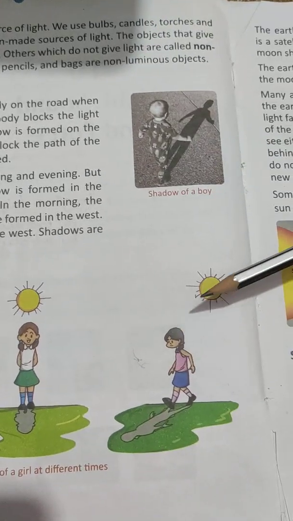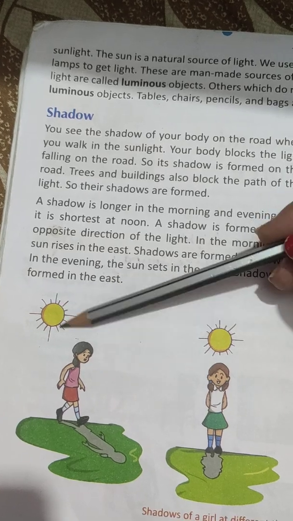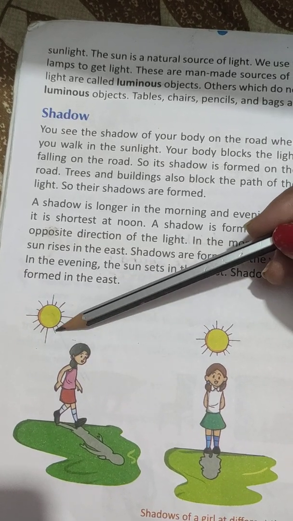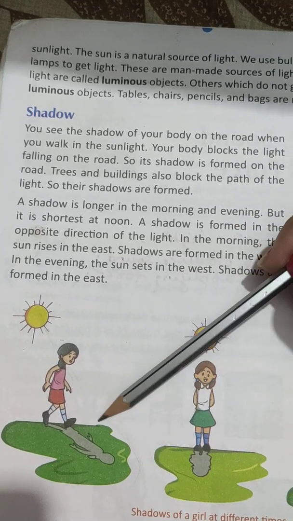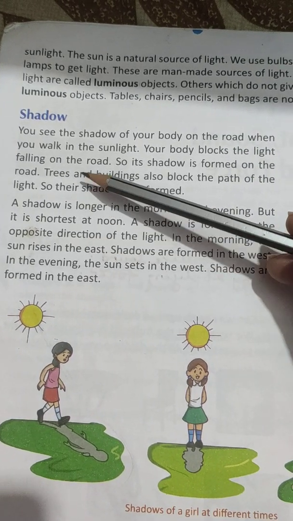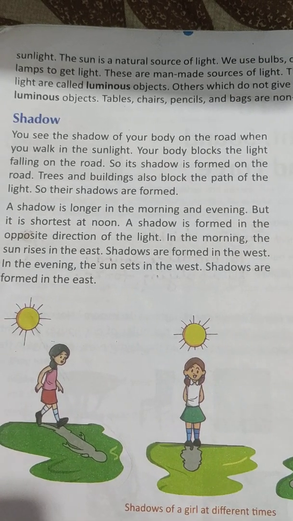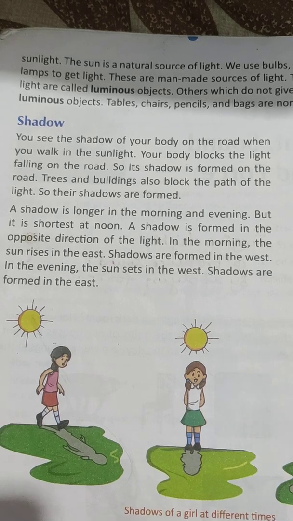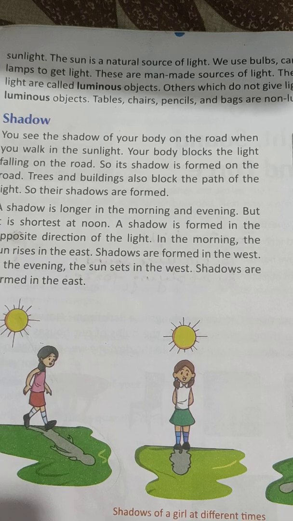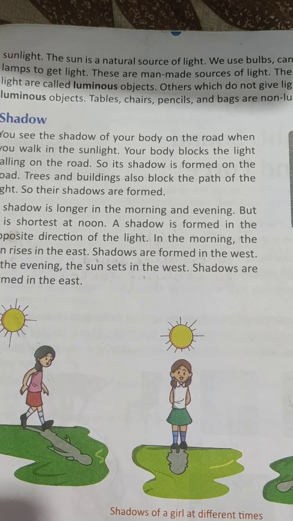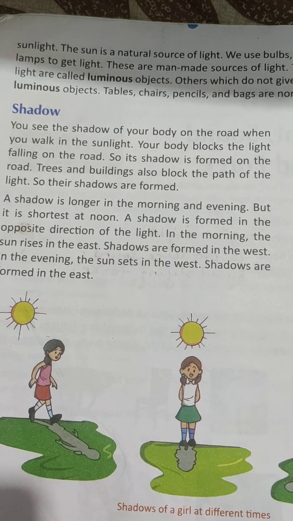See, this is the sun. You are walking. Sunlight is falling on you and you are blocking the light of the sun. So, a shadow is formed. When you block the light of the sun, when you block the path of the light, then a shadow is formed. For example, on the road, trees and buildings are there. Whenever sunlight falls on them, they block the light of the sun, so their shadows are formed.